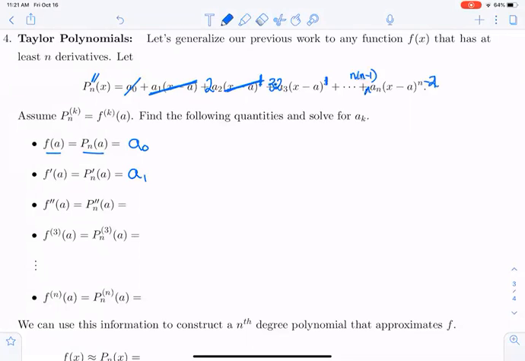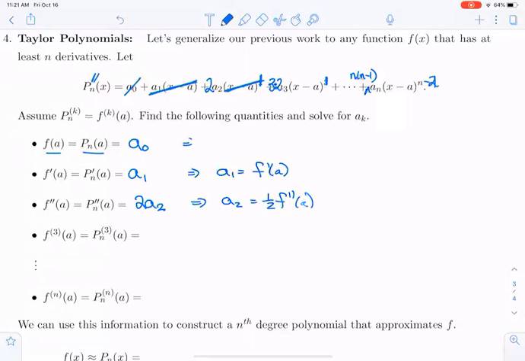And so my f double prime of a here is actually going to be just 2a2, because when I plug in a to other terms like here or here, the rest of that stuff goes to 0. So that tells me that a2 has to be, like we said before, 1/2 f double prime of a. We've so far realized that a1 was f prime of a, and a0 was f of a.